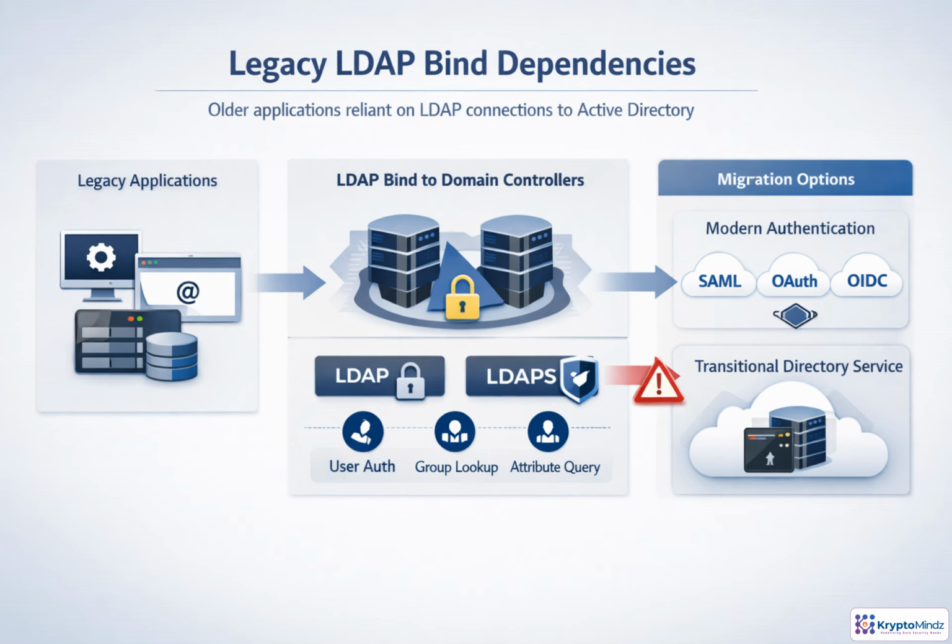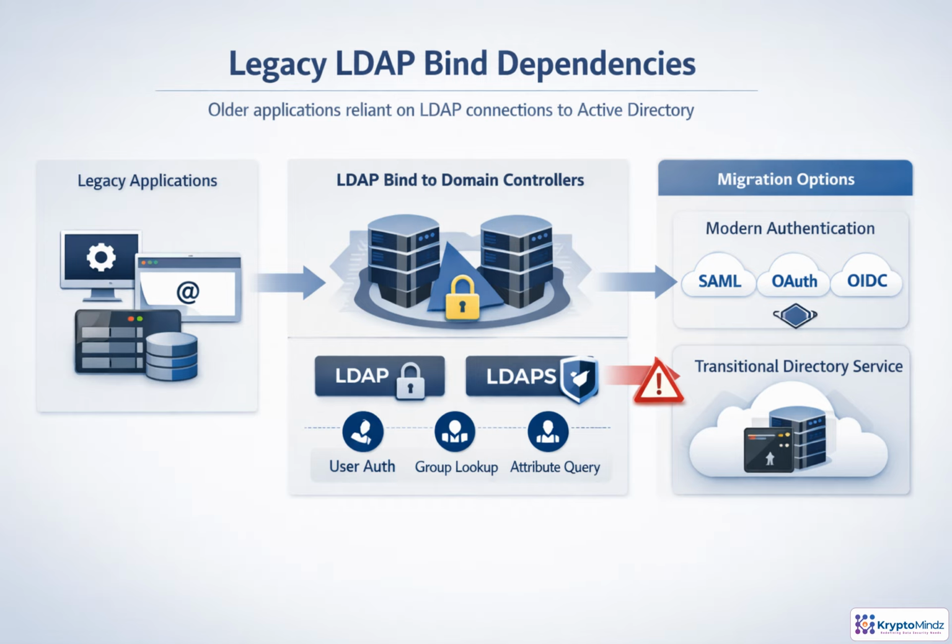Many legacy apps are tightly coupled to Active Directory because they bind directly to domain controllers over LDAP or LDAPS. That bind may be doing more than login. The app might read group membership, pull user attributes, or make authorization decisions from directory data. If those calls disappear, the application can break even after users have moved to modern identity.